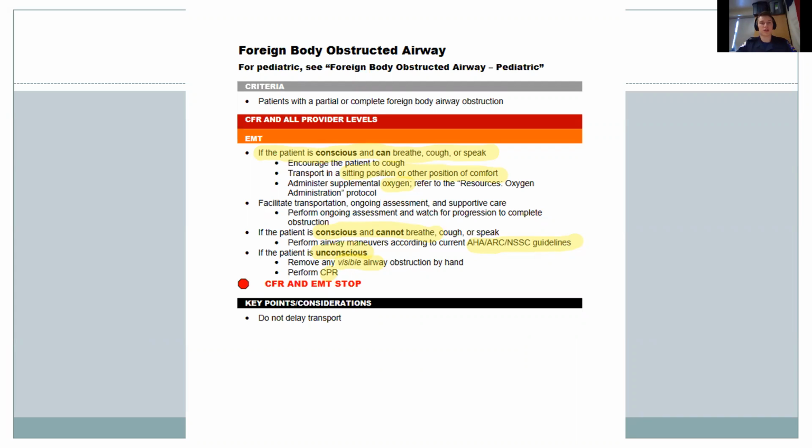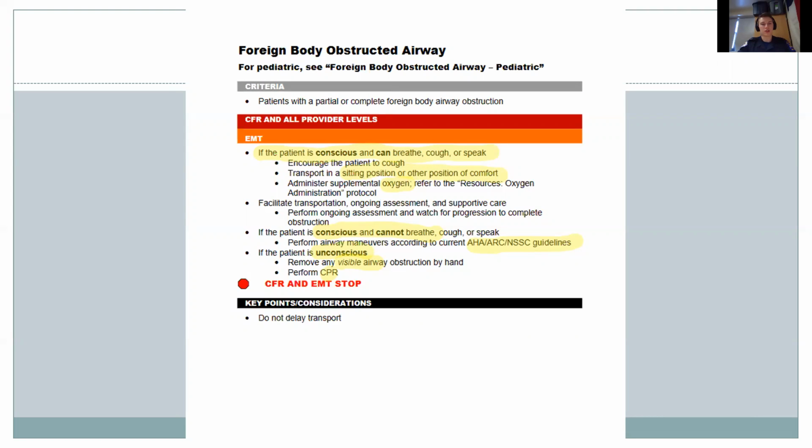So if the patient's conscious and can breathe, cough, or speak, encourage the patient to cough to get it out on their own. Transport the patient in a sitting position. It's generally very comfortable for them. And administer supplemental oxygen. If the patient is conscious and cannot breathe, cough, or speak, then you can perform the Heimlich maneuver, which we'll cover a little bit later.